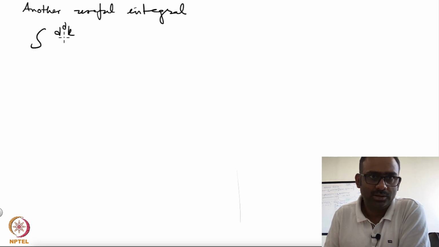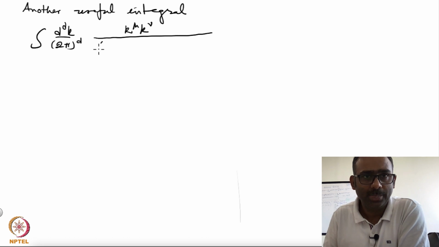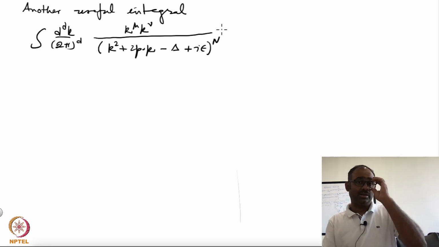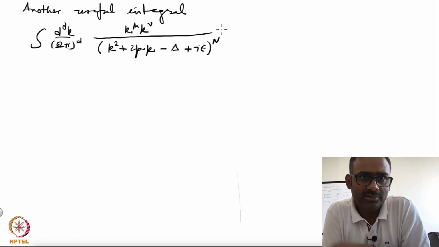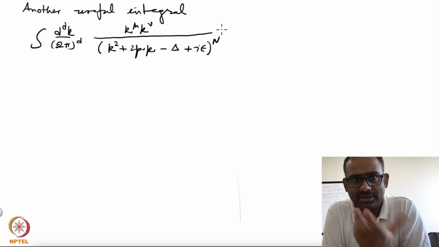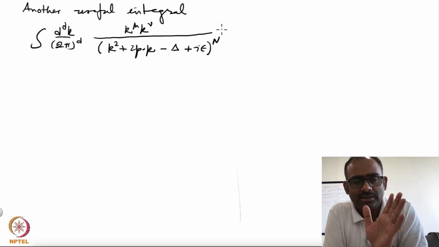∫ d^dk/(2π)^d k^μ k^ν over the same denominator. So you have two factors of k in the numerator and then the same denominator. Let us see, even before doing any explicit calculation, what the result would look like as far as its μν dependence is concerned. So this integral is a rank 2 integral.